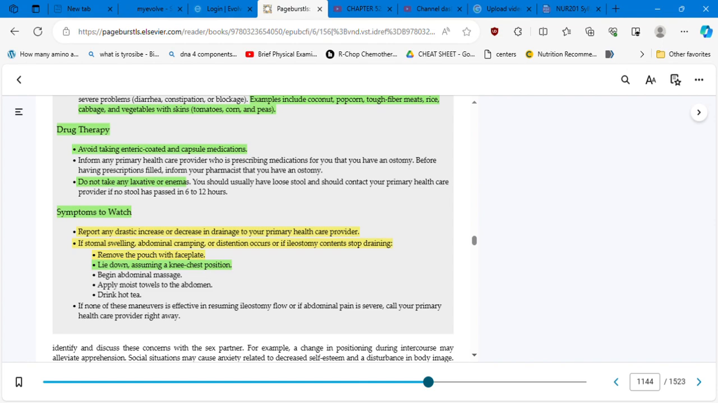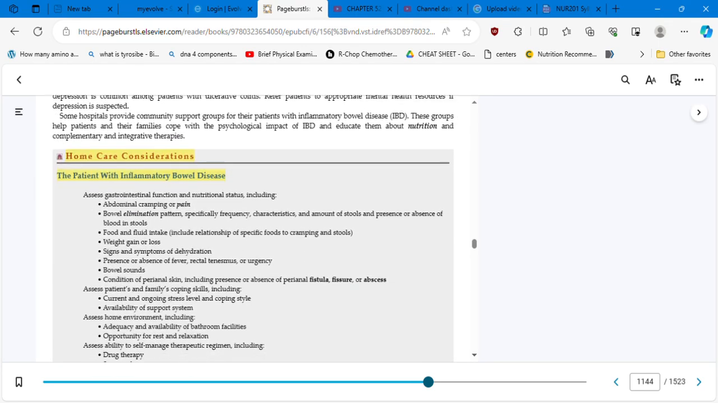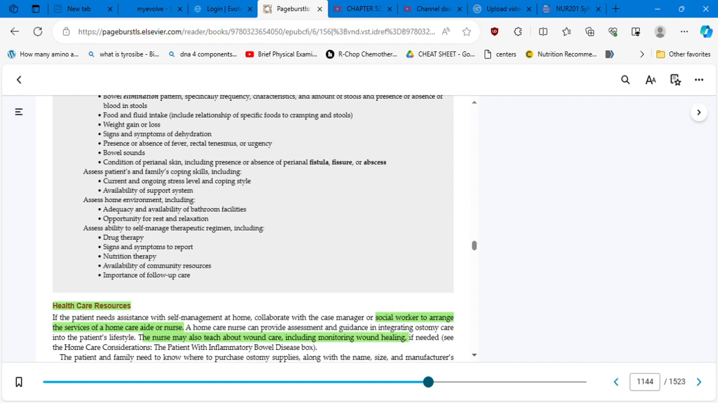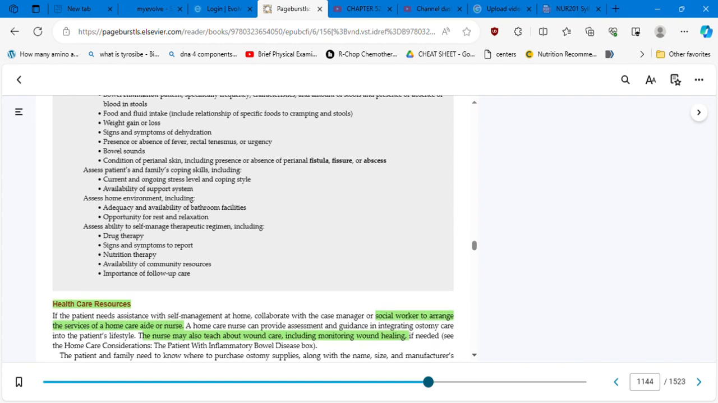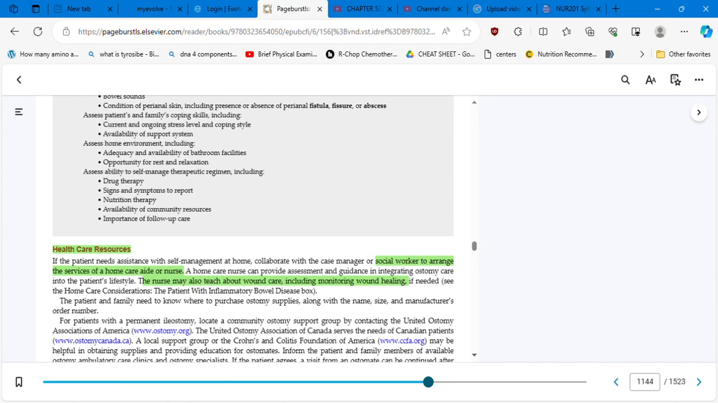Okay. Symptoms to watch. Report any drastic increase or decrease in drainage to your provider. If stomach swelling, abdominal cramping, or distension occurs, or if ileostomy contents stop draining, lie down, assuming a knee chest position. Home care consideration. The patient with inflammatory bowel disease. You should assess basically pain, food and fluid intake, assess for dehydration, stress levels, availability of bathroom facilities.